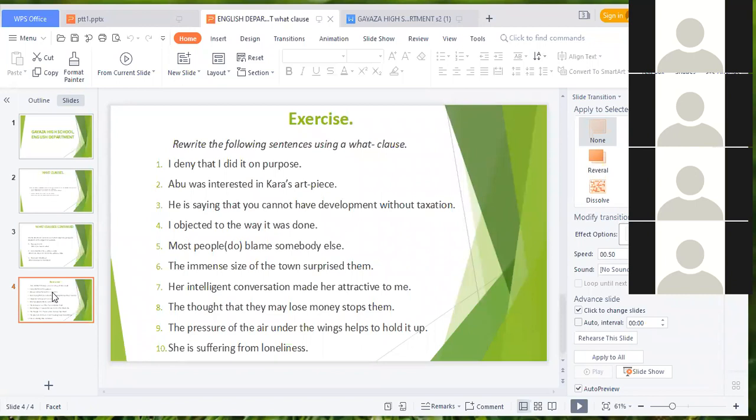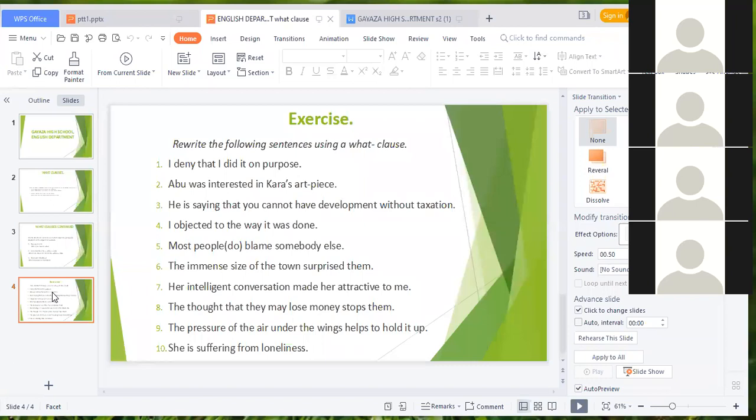So let us have the last 3. Oh, hope you can hear me. Yes, the internet is unstable, teacher. All right, let us have number 8. The thought that they may lose money stops them. Okay, Trisha Nachitende.